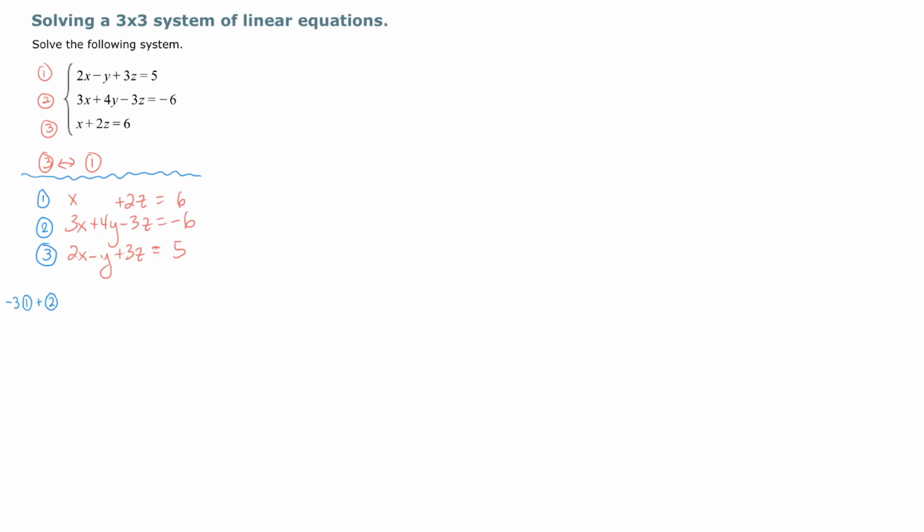I'm going to do that. And we're also going to use negative 2 times equation 1 and then add it to equation 3. I'm going to keep equation 1 where it is. So equation 1 is still going to be called x plus 2z equals 6.